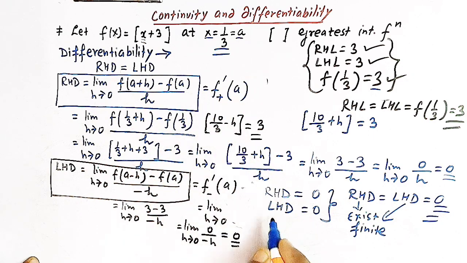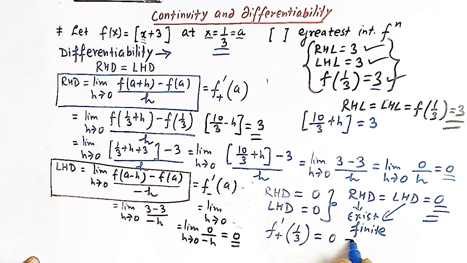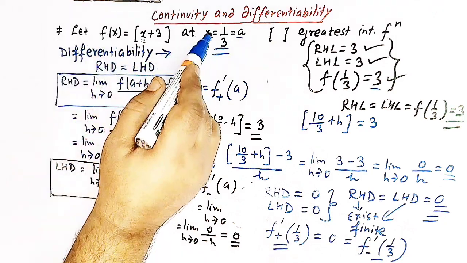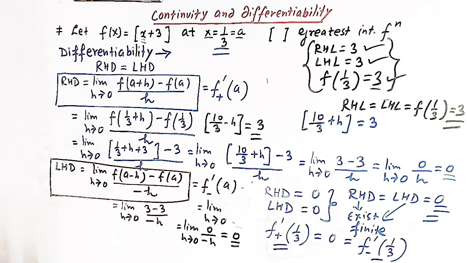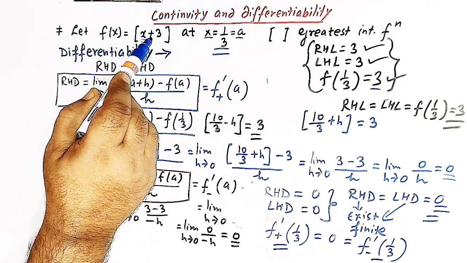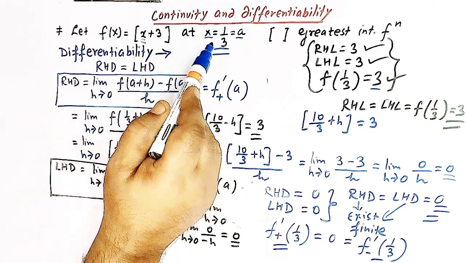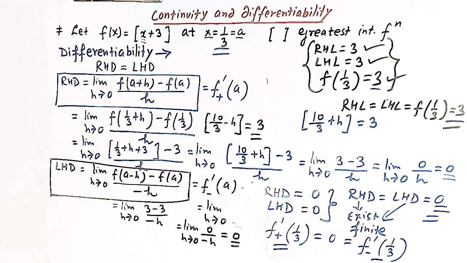We can also write the notation, that is f prime, and here we write a positive sign. Then we have 1 over 3 is equal to 0, that is equal to f prime, here we write a negative sign, and here we have 1 over 3. So this is the right hand derivative, this is the left hand derivative, and both are equal to 0. So the function is differentiable at x is equal to 1 over 3. So from this discussion, we arrive at the result that the greatest integer function, that is x plus 3, is continuous and differentiable at x is equal to 1 over 3.